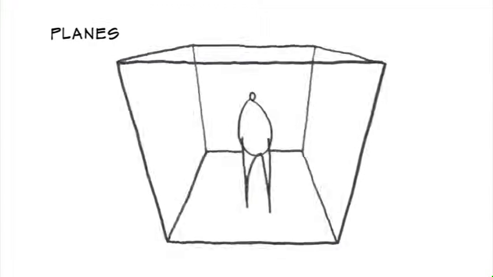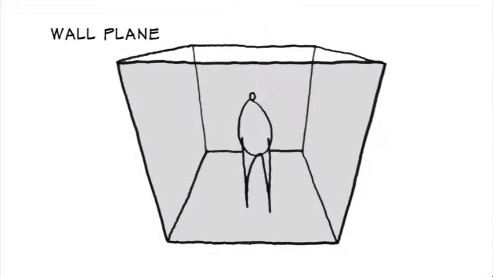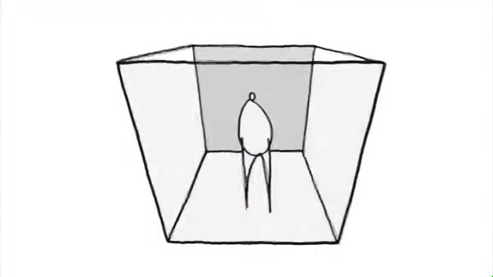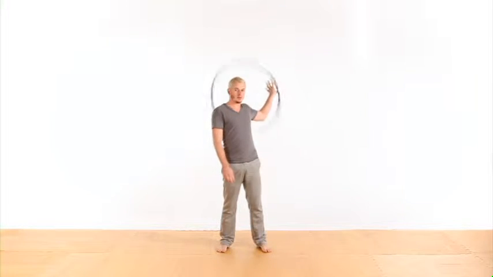The following moves are primarily illustrating terminology related to spinning the hoop on our hands. Let's begin with the wall plane. The wall plane is the vertical plane parallel to our torso in front of us or behind us. So there are two wall planes: the front wall plane and the back wall plane.